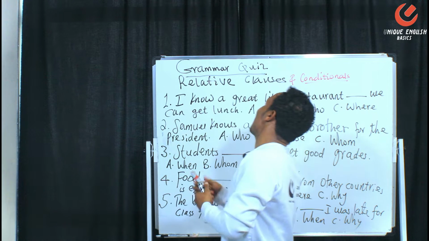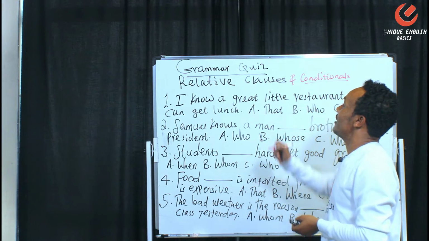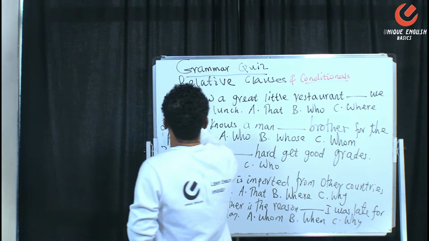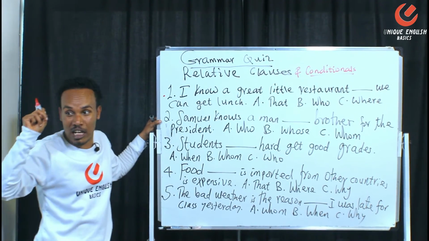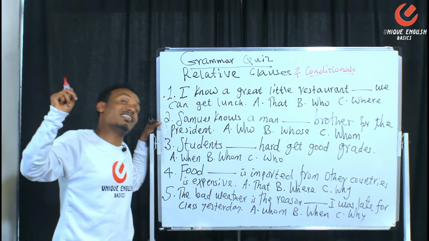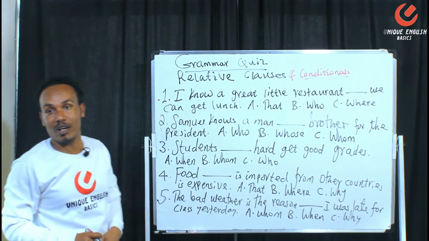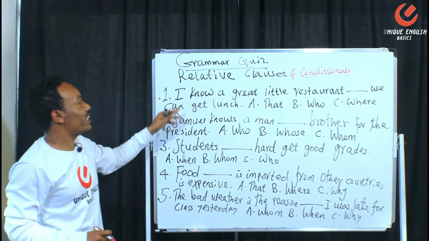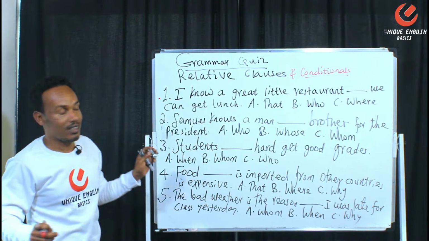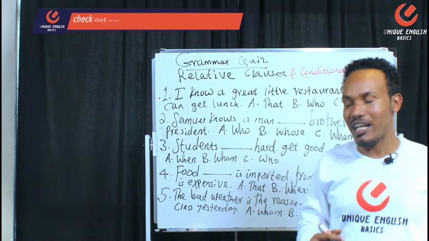All right. So, Ashinafi, let's get started. For example, question number 1. Listen. I know a great little restaurant. I know what? A great little restaurant dash we can get lunch. All right? So they need that, who, where. So what is the answer?